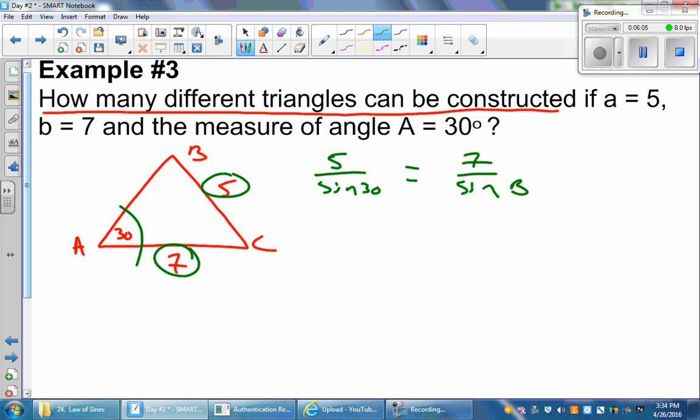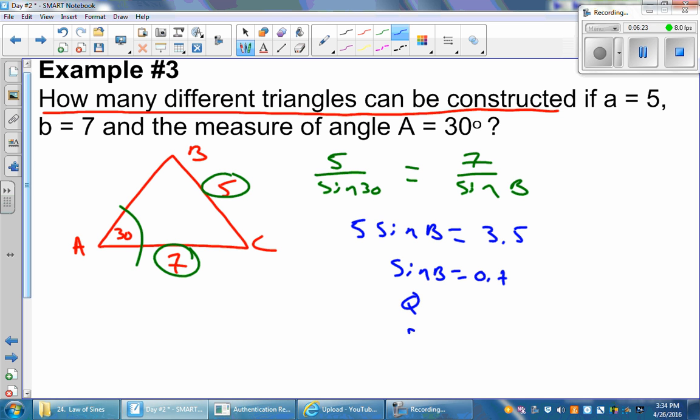All right, once I have my proportion, again, it's cross multiply. I'm going to go 5 times the sine of b is equal to sine of 30 times 7, which is going to be 3.5. Once again, I'm going to get the sine of b all by itself, divide both sides by 5. The sine of b is going to be equal to 0.7.